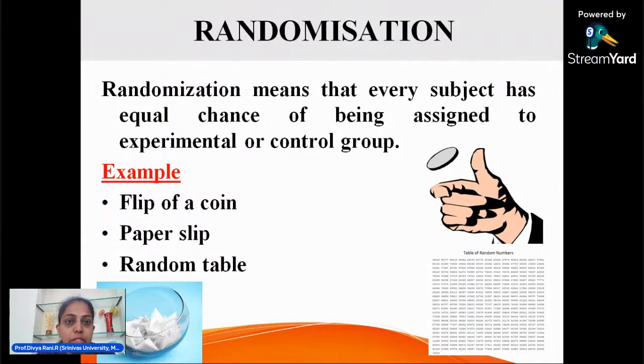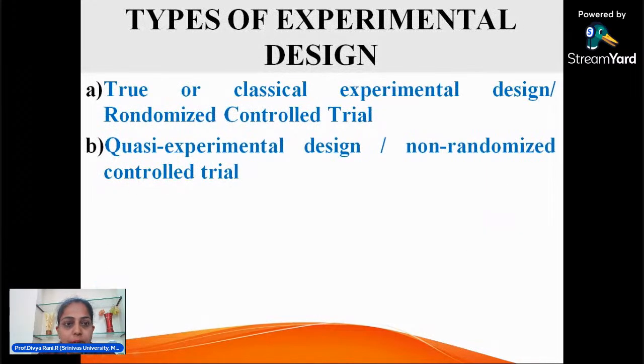Next is randomization. Randomization means you are randomly selecting the participants for that particular research. This can be done in different ways, like flipping a coin, paper slips, or a random number table. For example, when you flip a coin, either head or tail can come up, isn't it? Each side has an equal chance of being selected. That is called randomization. So these three characteristics will be there in an experimental research design.